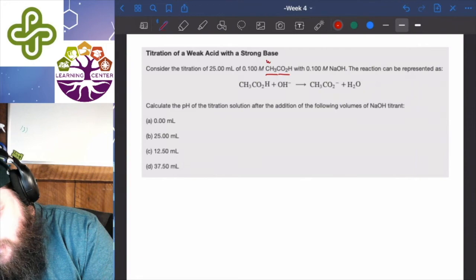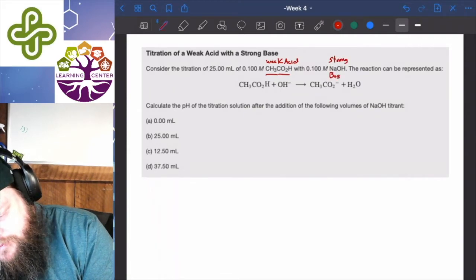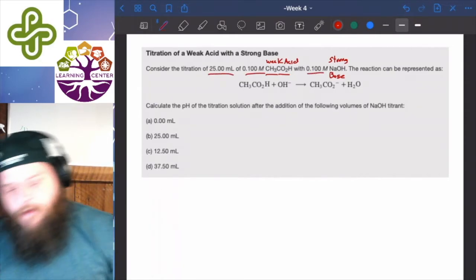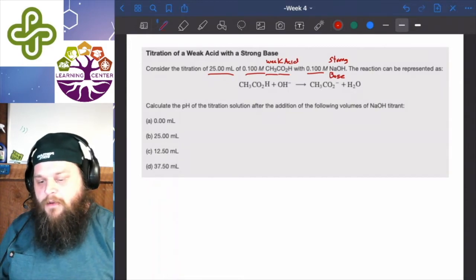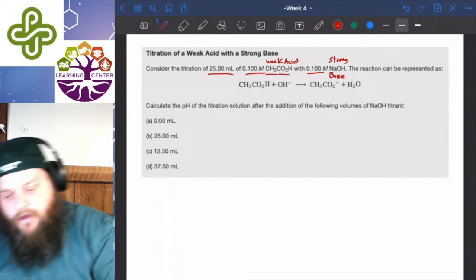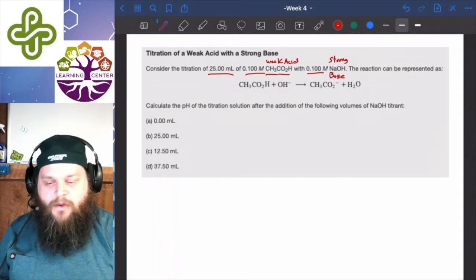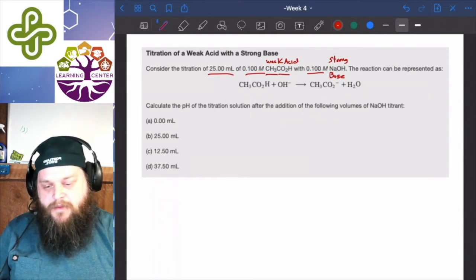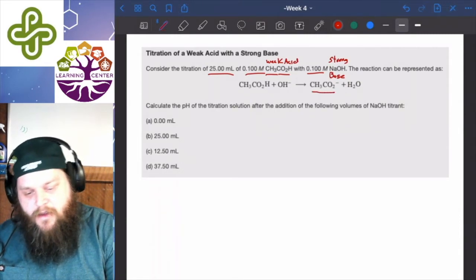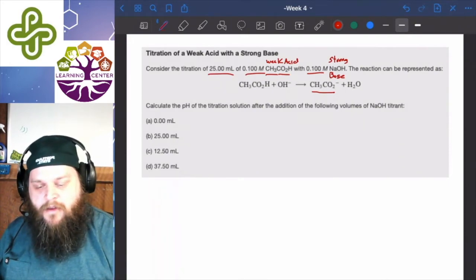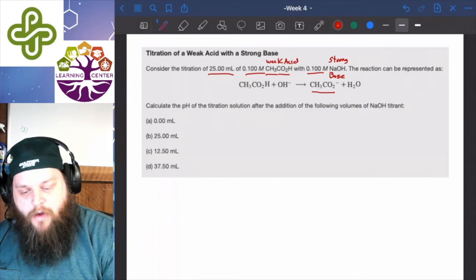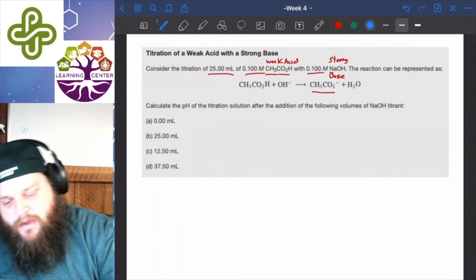So this is a weak acid, and this is a strong base. And they tell us the concentrations of both of those. And they have an initial volume of our weak acid. They give us the equation here. This is the balanced chemical equation where the acetic acid, when you add hydroxide to it, becomes this acetate here, where it's lost its hydrogen, and we get H2O, water, produced from that. I could draw this out for you real quick.